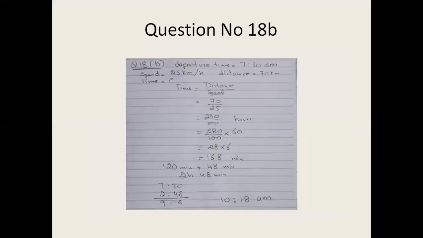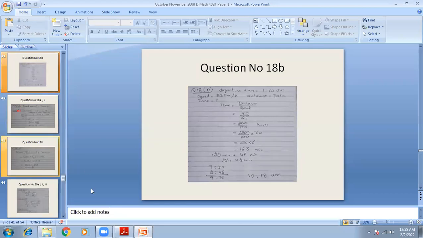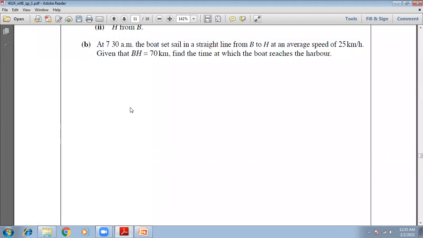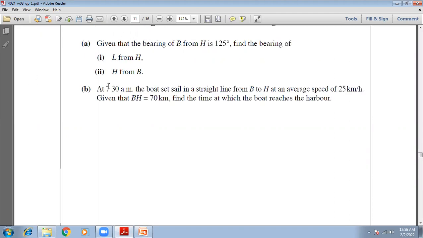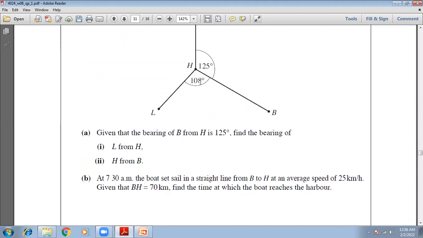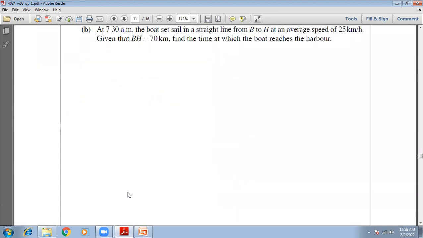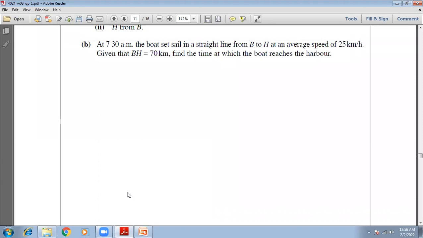And in the B part, let me read the story first. Question number 18, B part. At 7:30 a.m., the boat set sails in a straight line from B to H, at an average speed of 25 km per hour. Given that the BH is 70 kilometers, find the time at which the boat reaches the harbor.